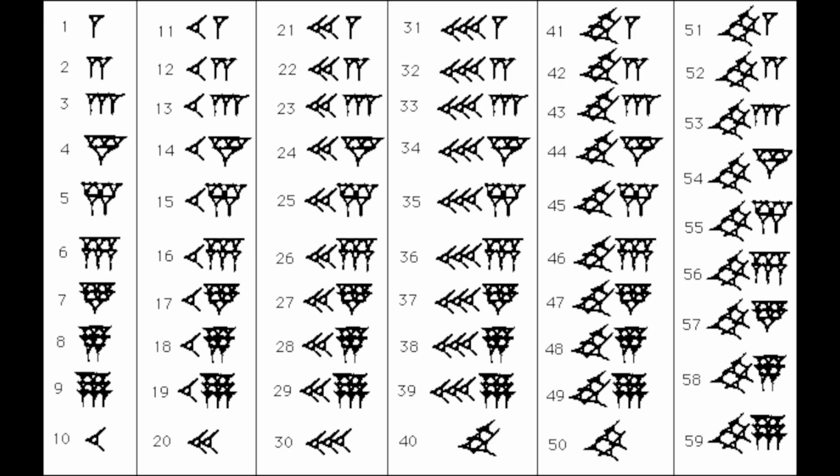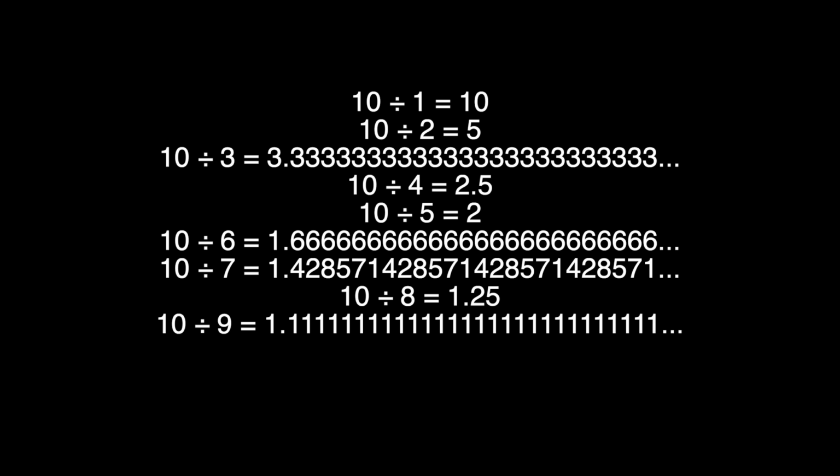In base 60, there are 60 unique symbols. And these symbols in cuneiform were just little divots from triangular sticks pushed into wet clay. The purpose of using base 60 is its divisibility.